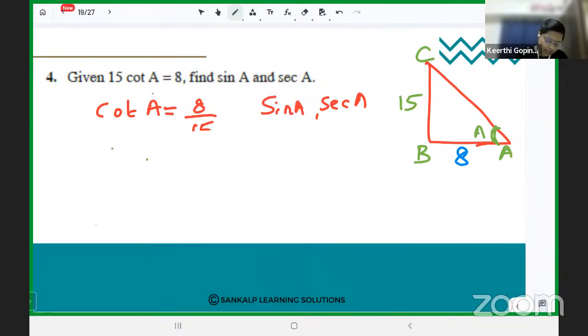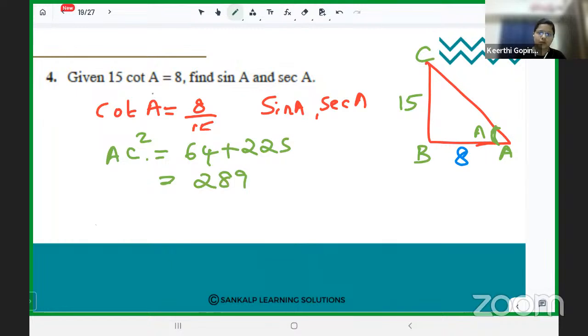So AC square is equal to 64 plus 225. That is equal to 289. So AC is equal to root of 289. Root of 289 is nothing but 17. So AC is equal to 17. So we obtained the value of AC.